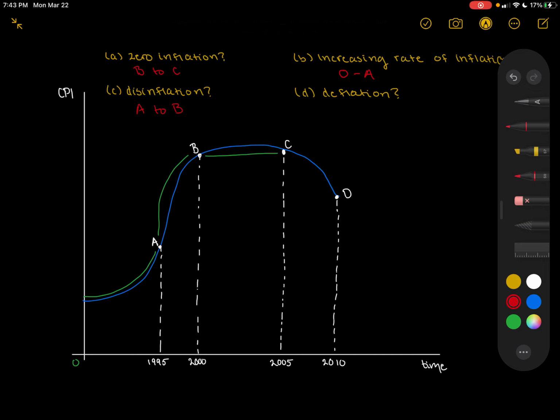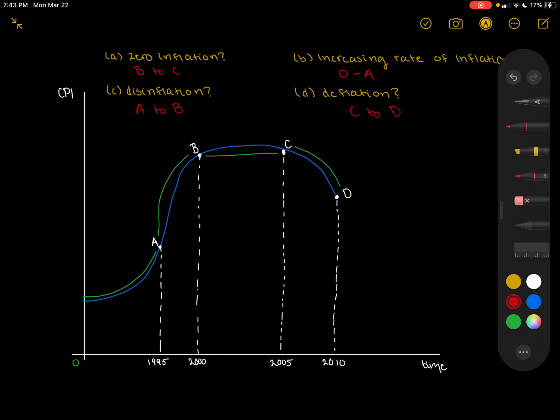And now how about deflation? Deflation is when we're seeing negative inflation, when inflation is not increasing, it's rather decreasing. And that one's pretty obvious as between point C and D, because you can see that our graph is now sloping downward. So between point C and D, we have deflation.